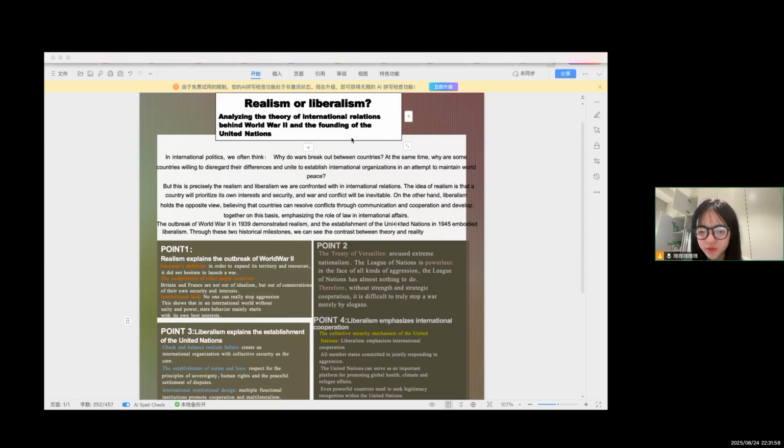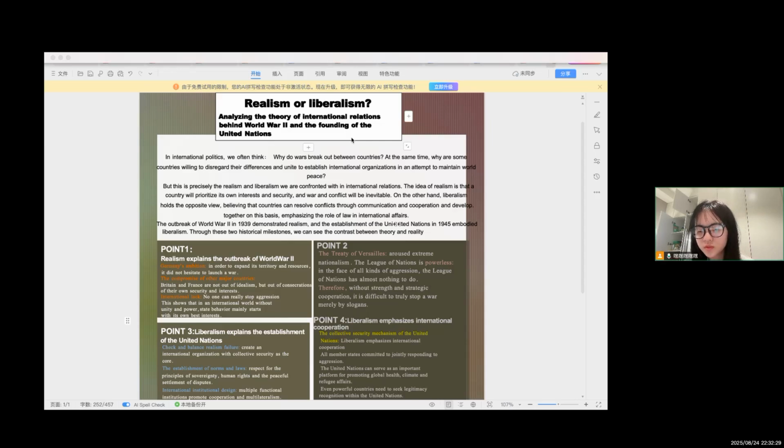Two key historical events show this contrast. First is the outbreak of World War II in 1939, explained by realism. The establishment of the United Nations in 1945, explained by liberalism. And there are also four points.